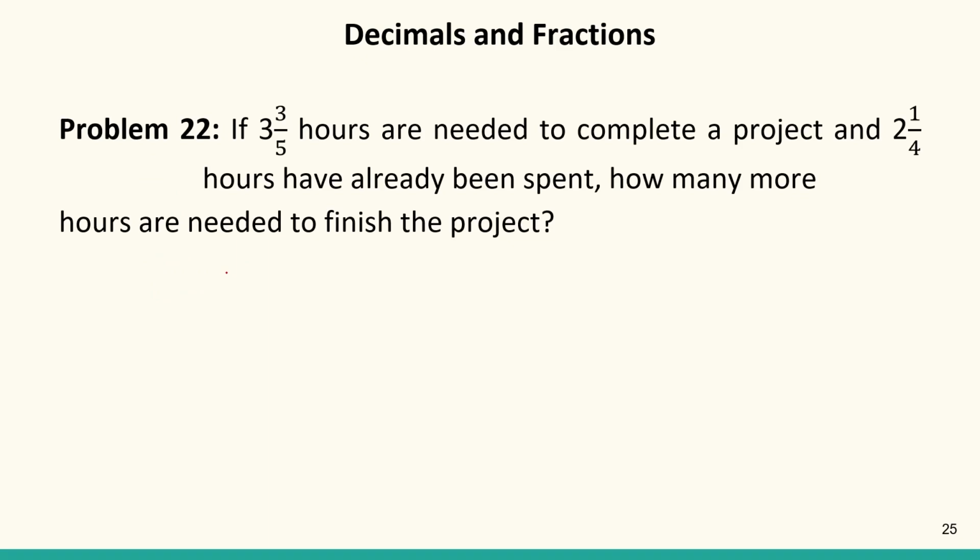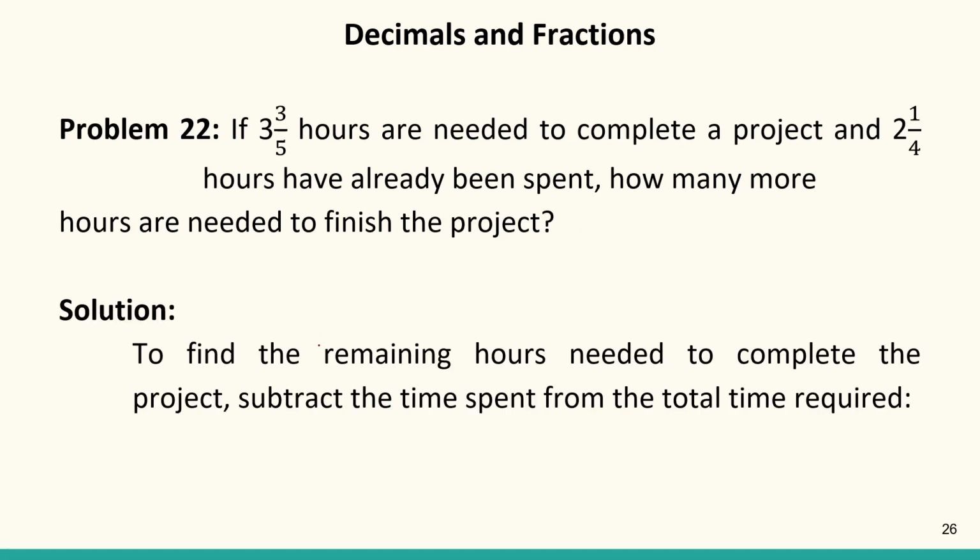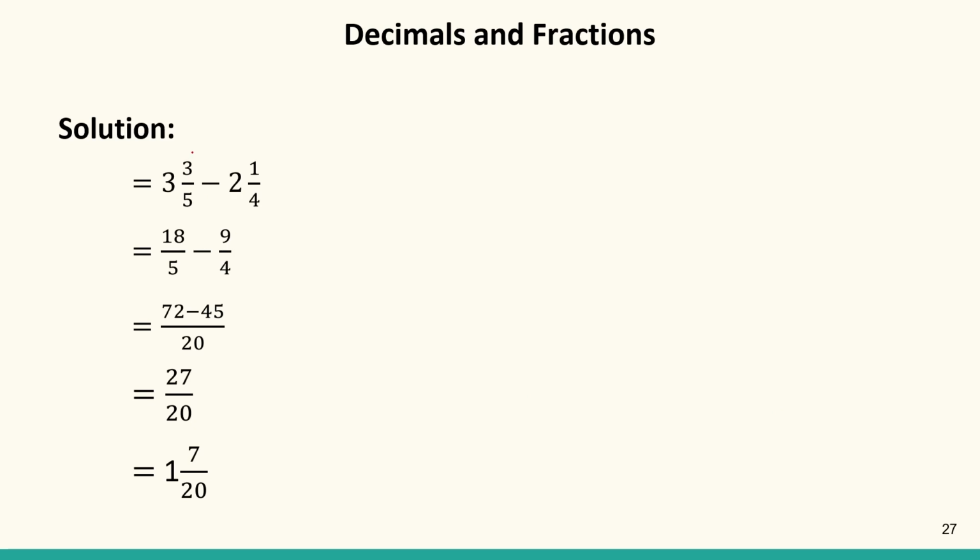So next, if you go to problem number 22, if 3 whole and 3 by 5 hours are needed to complete a project and 2 and 1 by 4th hours have already been spent, how many more hours are needed to finish the project? Okay, so let's see. To find the remaining hours needed to complete the project, subtract the time spent from the total time required. First we convert this to the fractional form. Then we use the LCM of both the denominators to get it worked out.